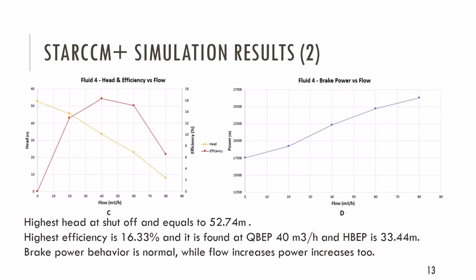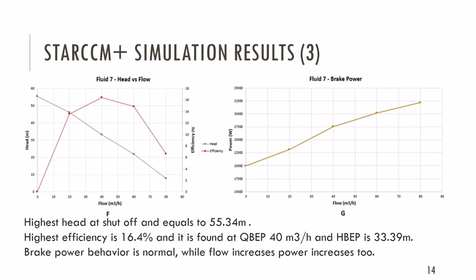Now, the second fluid was fluid number 4. Its highest head was also at the shutoff with a value of 52.74 meters. Its highest efficiency was 16.33%, and its best efficiency point was also at 40 cubic meters per hour with a head of 33.44 meters. The third fluid was number 7, and its highest head was also at the shutoff with a value of 55.34. Its highest efficiency was 16.4%, and the best efficiency point was also at 40 cubic meters per hour with a head of 33.39 meters.